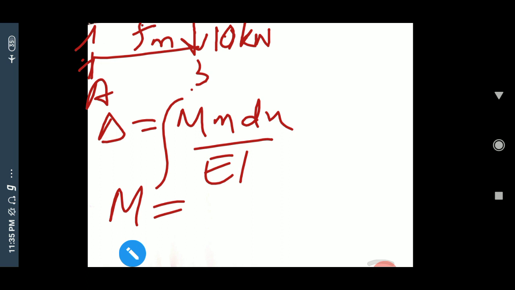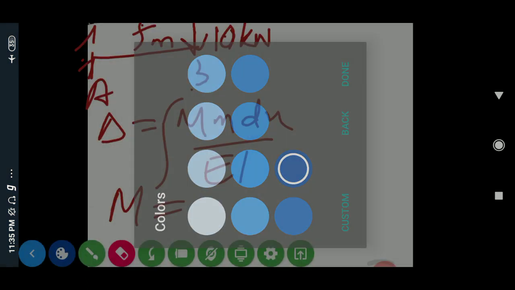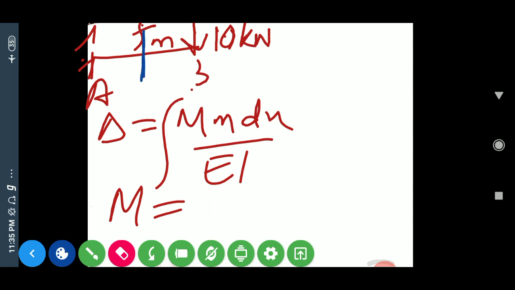What is the moment at any point X on the beam? At any point X, what is the moment acting over here? It is 10 into X with a negative sign. Why negative sign? Because the deflection is hogging. So value of M is minus 10x.